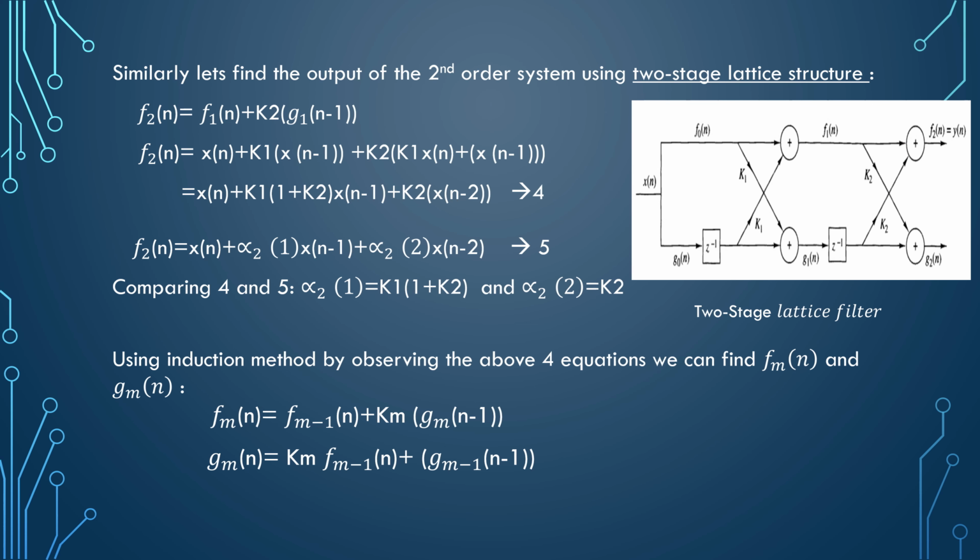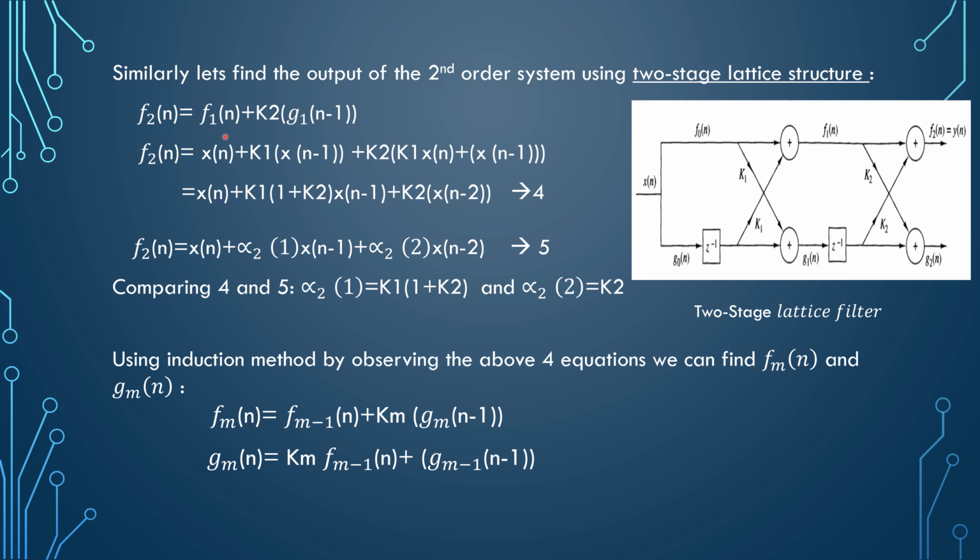Similarly, let's compute the output of the second order filter. This is the lattice structure of the second order filter. Here the first stage of this filter is similar to the single stage lattice filter. Here f1 of n and g1 of n are the inputs for the second stage of the second order lattice filter. We already computed f1 of n and g1 of n. Here g1 of n is given through a delay element z power minus 1, so it becomes g1 of n minus 1. The first adder is given with f1 of n and reflection coefficient k2 times g1 of n minus 1. So the output of this filter is f1 of n plus k2 times g1 of n minus 1.